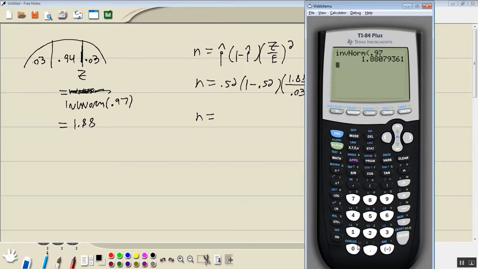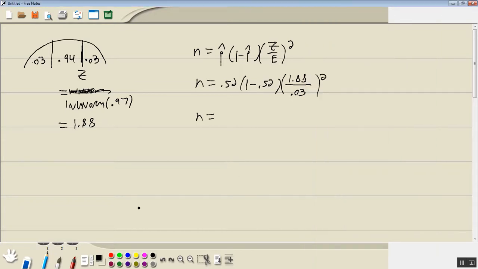So we'll have 0.52, beginning parentheses, 1 minus 0.52, 1.88, divided by 0.03 squared, which gives us 981. We always round up. 981.